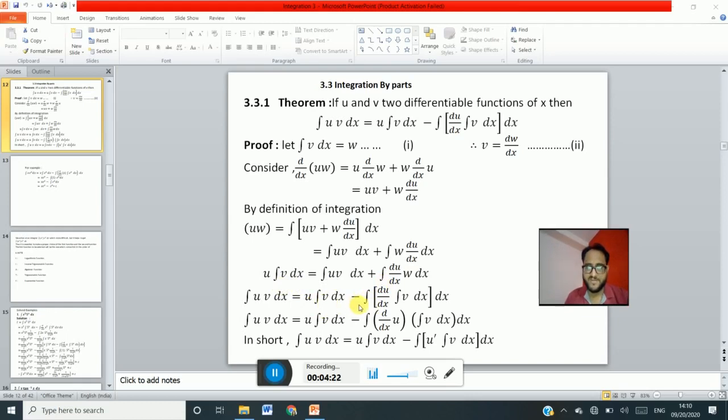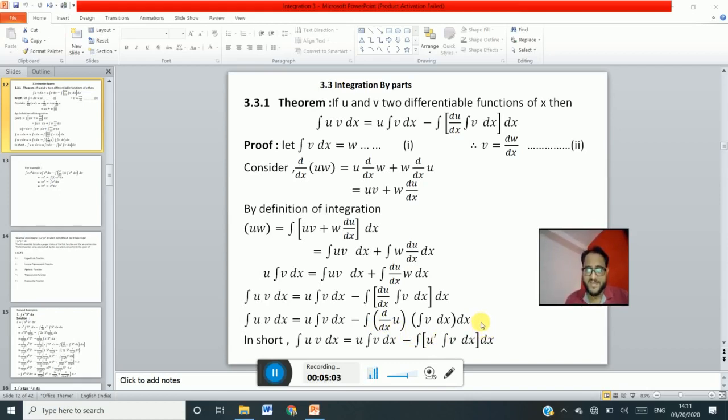So u integration of v dx minus integration of du by dx into w, and what is w? Integration of v dx, so here put the value of w, right? Then the next step we get u integration of v dx minus integration of derivative of u into integration of v dx, right? This is the proof of the theorem, the final answer, and here dash denotes derivative, so in place of derivative there is a representation of the dash, nothing else. This is the proof of the theorem of integration by parts, right?